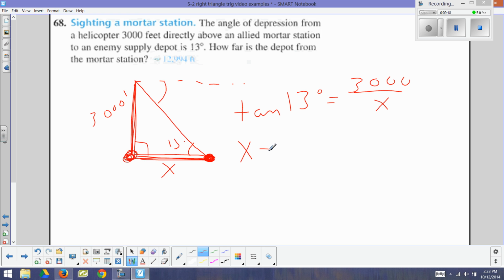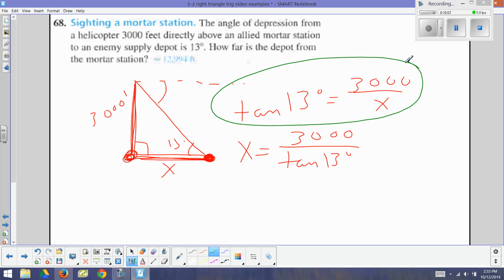Solve for x, and you'll have x is equal to 3,000 over tangent of 13 degrees. And then now pick up your calculator. I would not pick up your calculator until you write down what you're supposed to do, because I find when people use this right here, sometimes by accident they'll put in tangent of 13 over 3,000, or they'll do it incorrectly. So I would write it out correctly the first time.